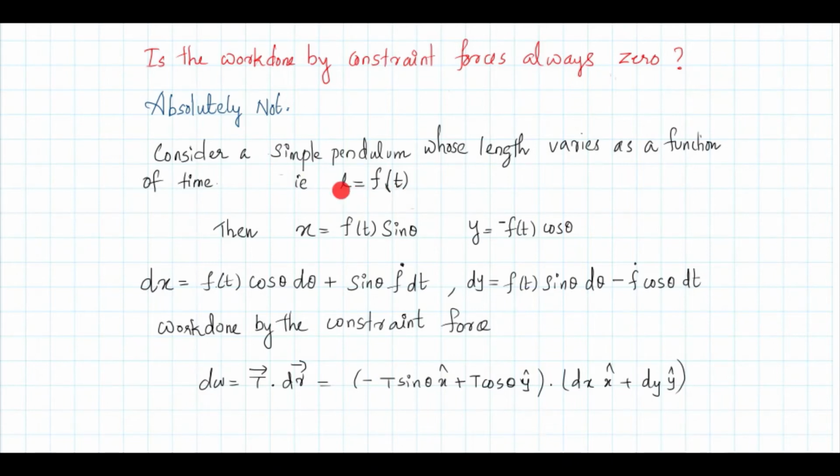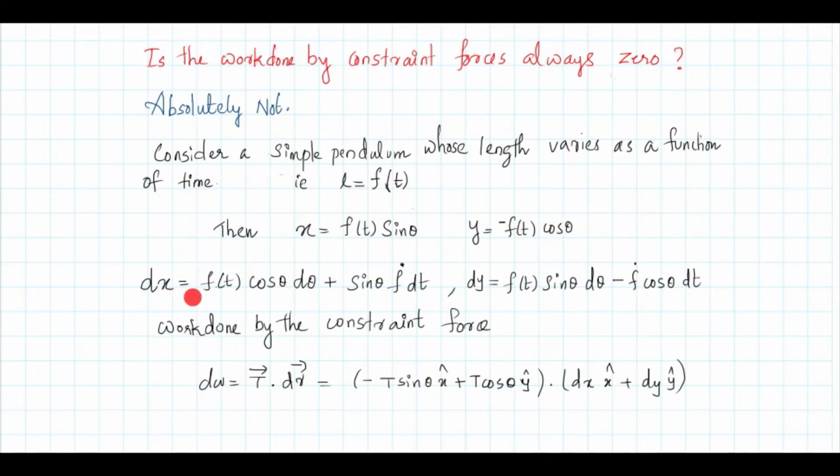According to some equation, suppose L is f of t. L is not a constant, but it is a function of time. F can be any function. Take a general case. The length of the pendulum is a time-dependent function, L is equal to f of t. Then x is L sin theta, that becomes f of t sin theta. Y is minus L cos theta, that becomes minus f of t cos theta.